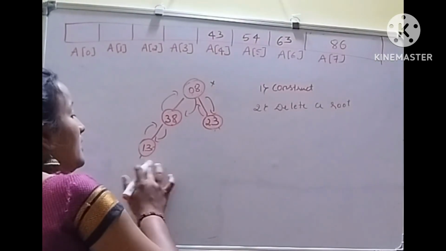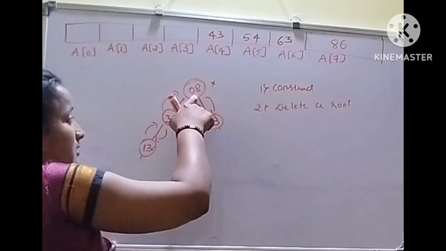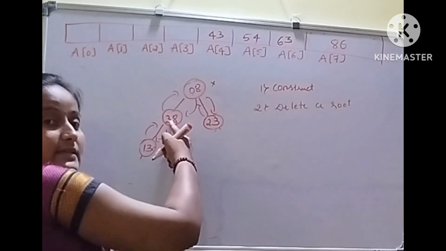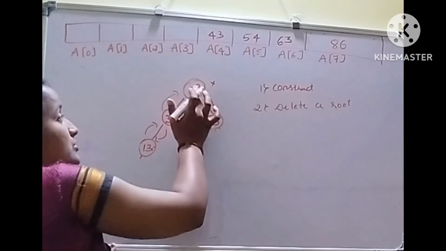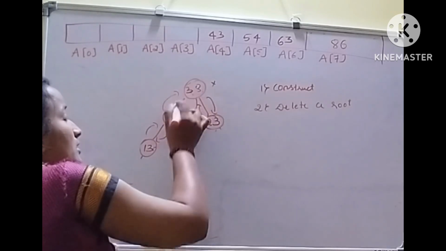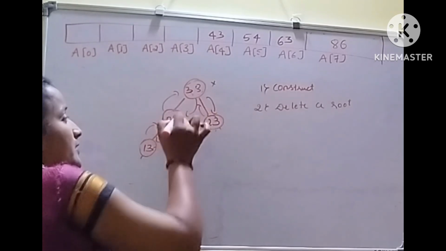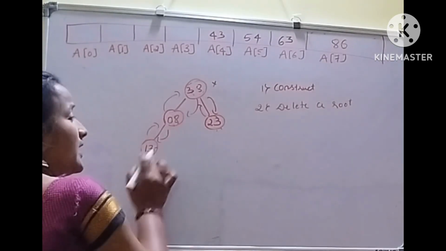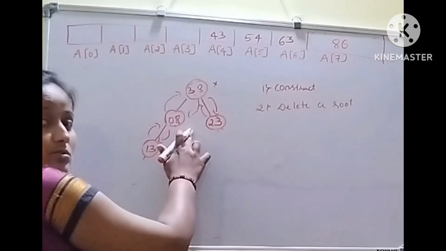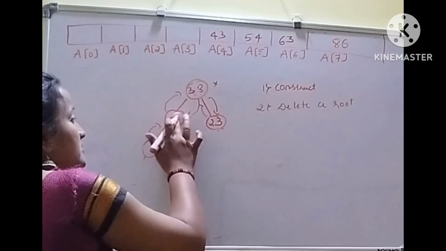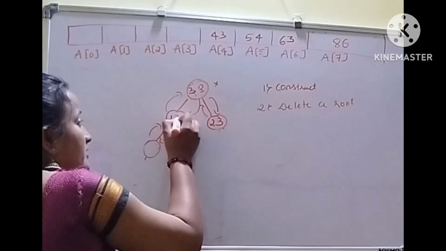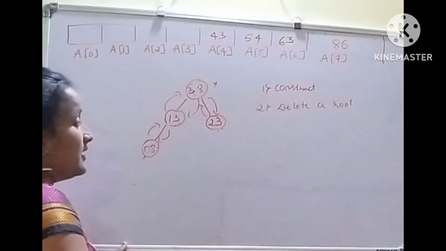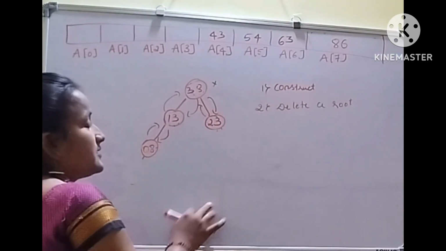Now after this we have to check the rule. 38 is greater than this value, so we have to just swap the values. 08 will come here. Now check these also, and this is larger than this node, so what do we have to do? We just swap the values. 13 will go here, 08 will come here now. After that, the tree is constructed.